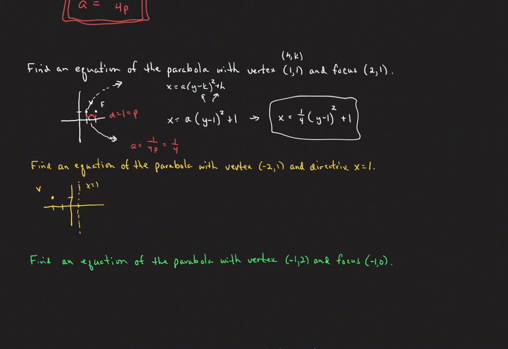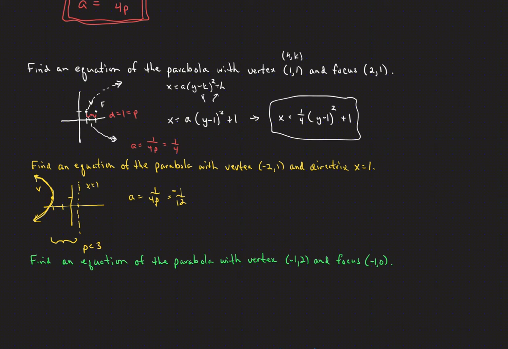So that means our parabola is going to open to the left because it's going to go away from the vertex. This distance right here from the vertex to the directrix looks like it's going to be 1, 2, 3. That is our value of p. That makes a, 1 over 4p, going to be 1/12. Because this parabola is opening to the left, we know it's going to be a negative 1/12.